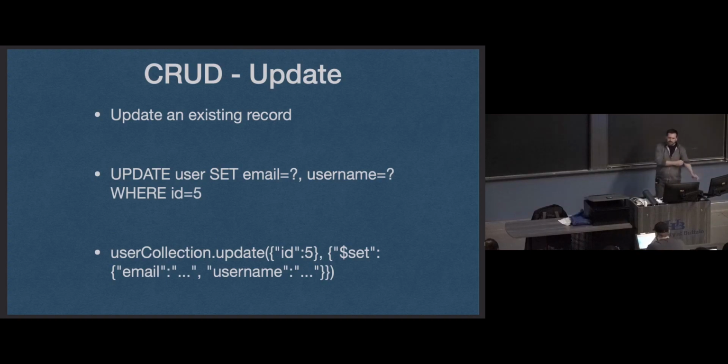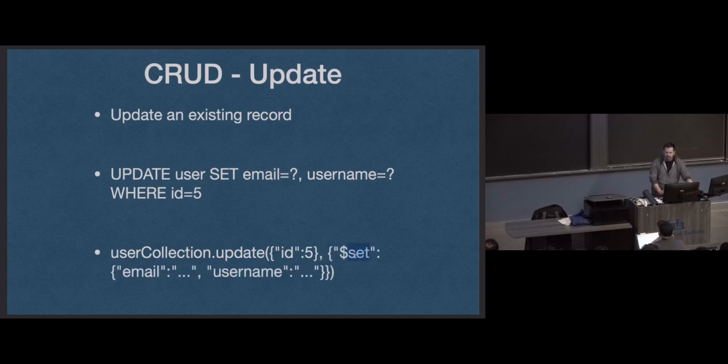Update an existing record. In SQL, it's update where. In MongoDB, this is the first time we're seeing a little extra syntax. We call update. The first key value pair is going to be the filter. It's going to say, update where ID equals 5, and this is what should be updated.